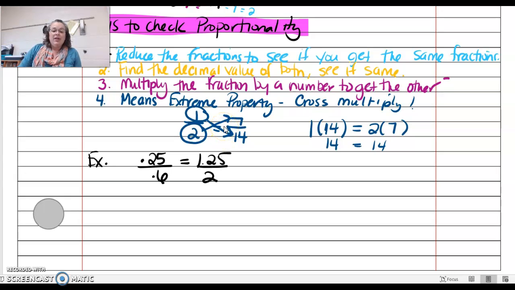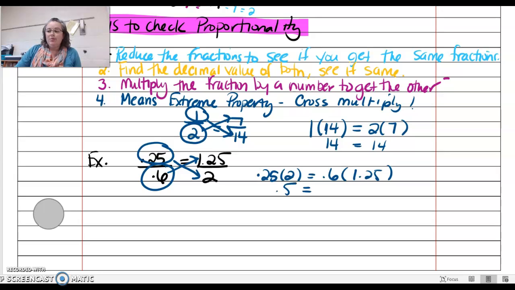But let's use the means extremes property to try this out. So I'm going to take this 0.25 times the 2. And we want to know, does this equal 0.6 times the 1.25? When I multiply 0.25 times 2, you end up getting 0.5. And 0.6 times 1.25 gives you 0.75. Are the values the same? No. So this is not proportional.